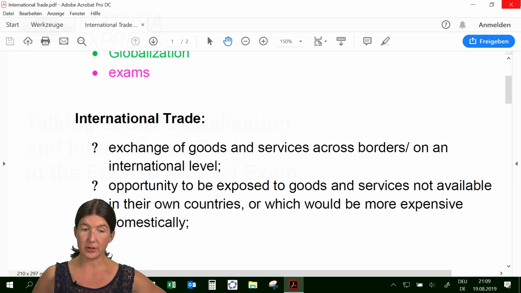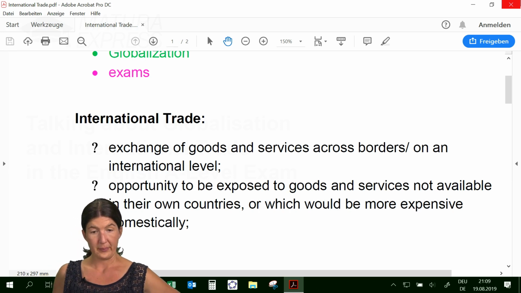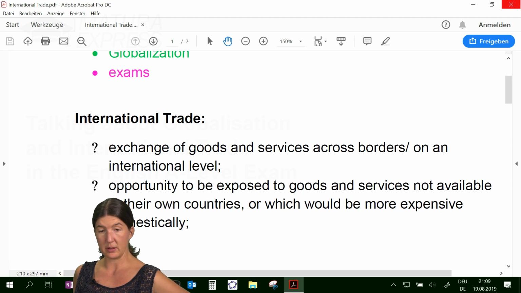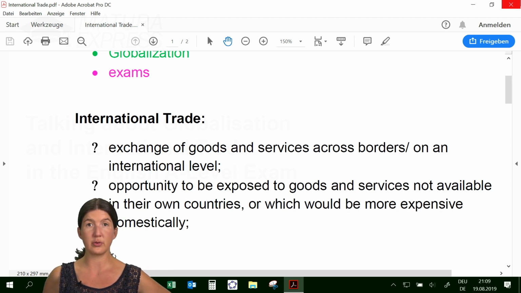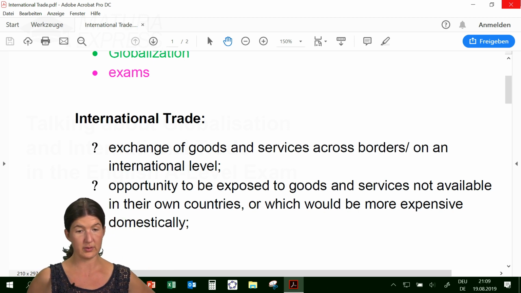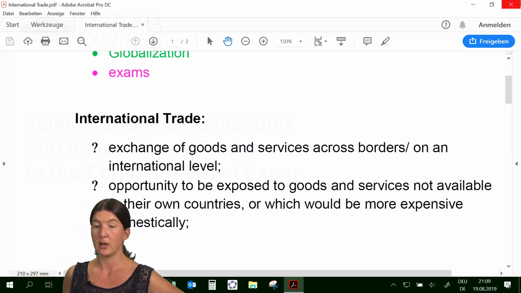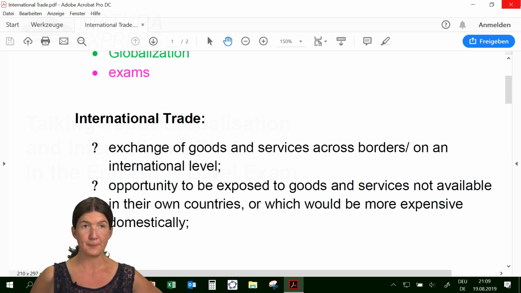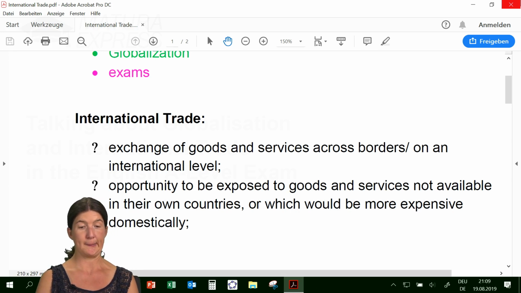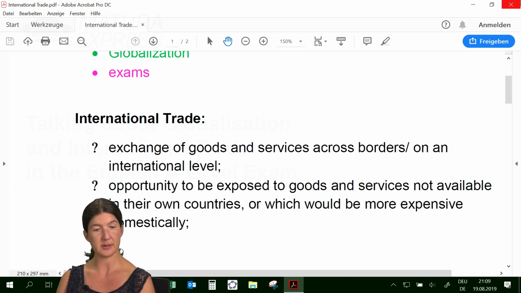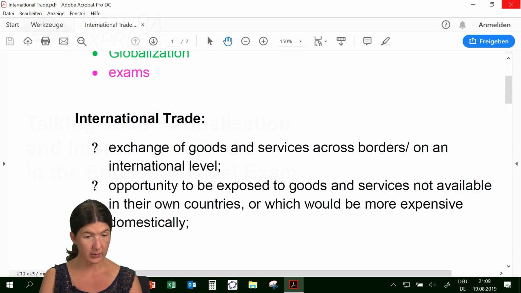Second definition is maybe a less straightforward one. International trade is the opportunity to be exposed to goods and services not available in your own country, or which would be more expensive domestically. Domestic means within a country, so what's the German word for domestic? Anyway, you know what I mean? Within Austria, in our case.